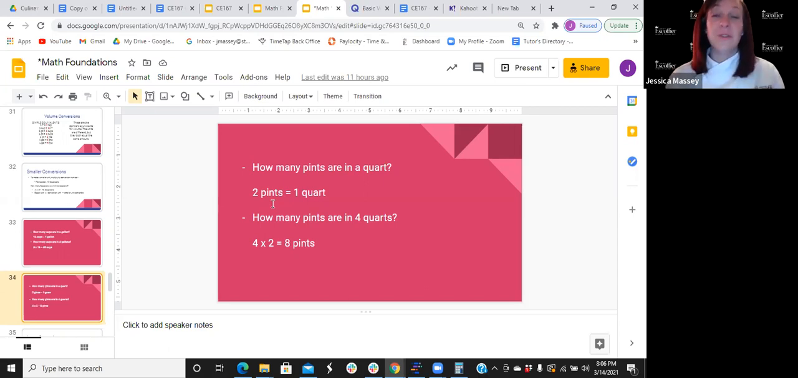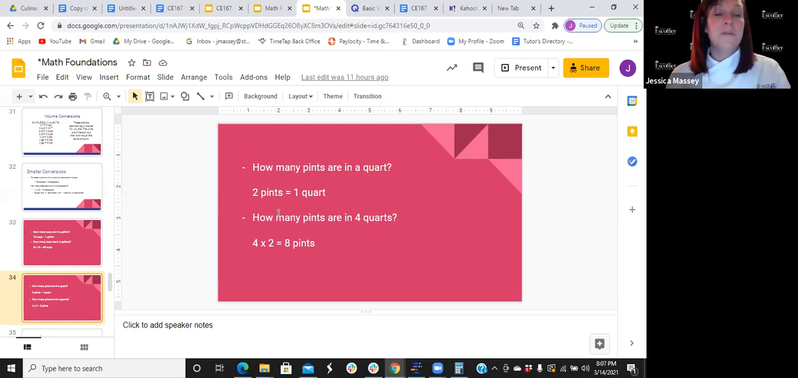Google knows. Google definitely knows. So if you type this in Google, how many pints are in a quart because you forgot, Google will tell you there's 2 pints in 1 quart. A lot of these you can definitely look up on Google. Again, another resource to your advantage, might as well use it.